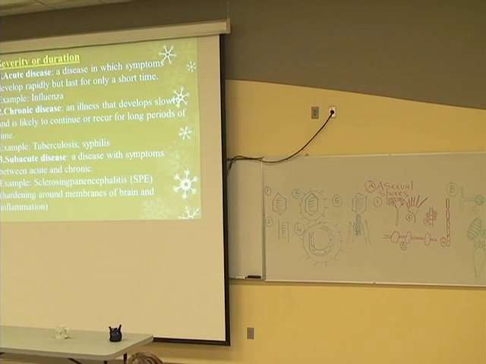All right, so chronic disease starts slowly and stays with the person for months or years or for the rest of their life. Tuberculosis, syphilis. The third category has only one disease: sclerosing panencephalitis.